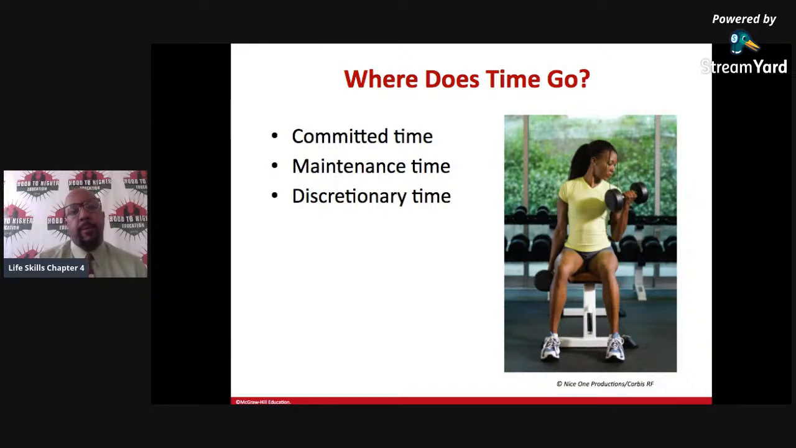Maintenance time. What are we doing to work on our health? Maintenance time could be taking the time to take a shower, brush your teeth, wash your face, take a bath. Discretionary time. This is your leisure time. Are you using time to play video games, play dominoes, go to the movies, what have you? This discretionary time is also referred to as your leisure time.